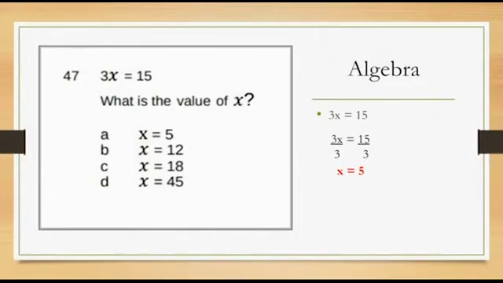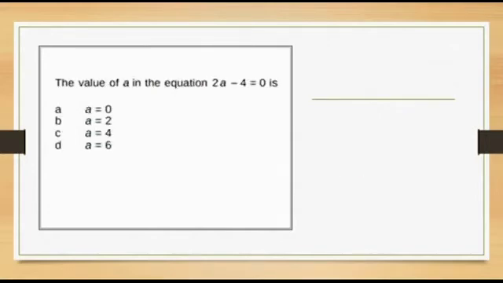And that's how you check if you have figured out the correct value for your variable. All right, next question. The value of a in the equation 2a subtract 4 equals 0. What is the value of a? All right, so this one has a little bit more to it. It has 2 terms on the left-hand side and 1 term on the right-hand side. So what do we do?